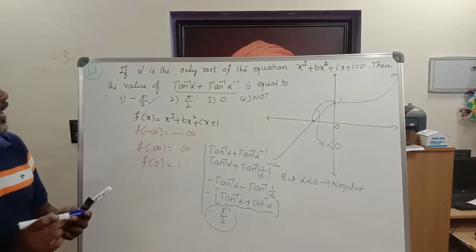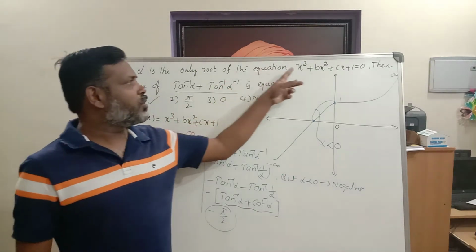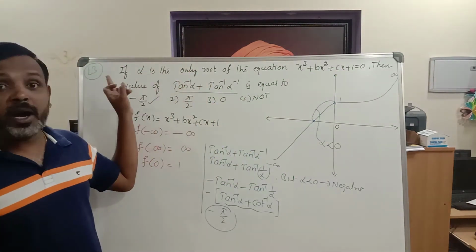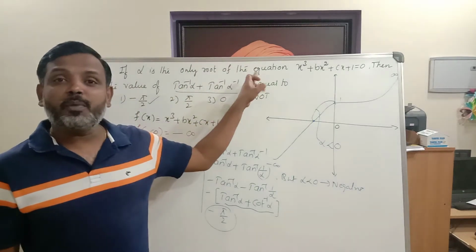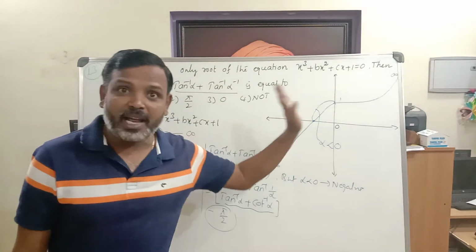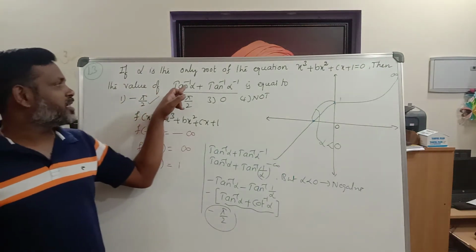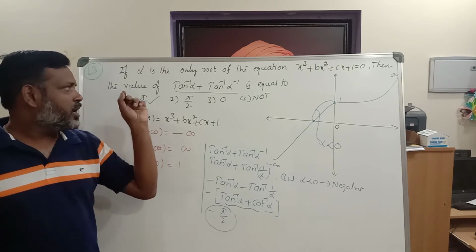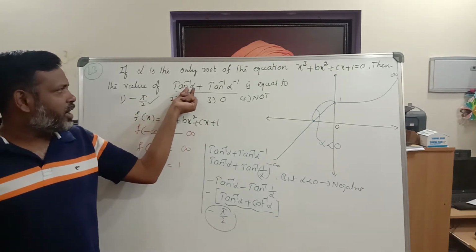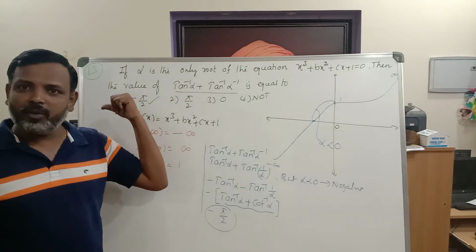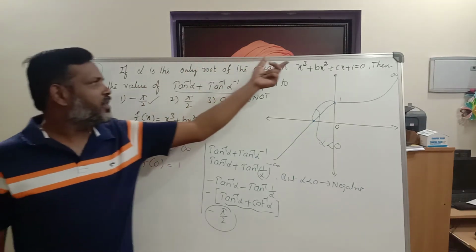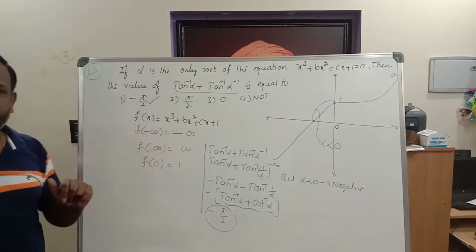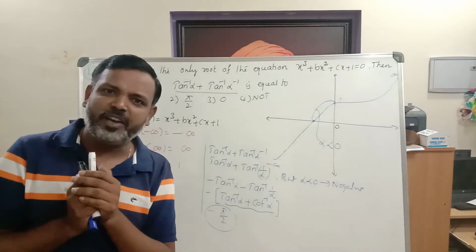Now alpha is the only root of this equation. A very important thing is that the roots of this cubic equation must be real values. Then we need the value of tan inverse alpha plus tan inverse of alpha power minus 1. If we are able to find the real value of alpha, then it is easy to find this value. Now consider the cubic equation as f of x. Since the function is tan inverse, it is defined between minus infinity and plus infinity.